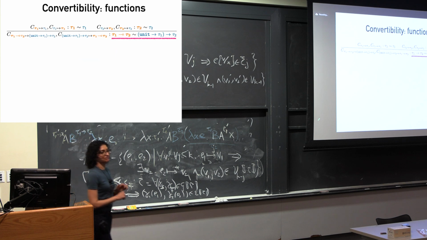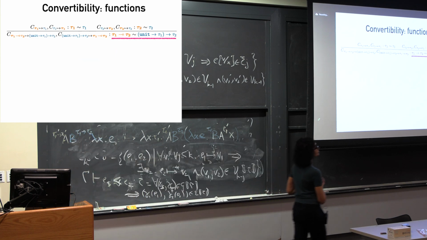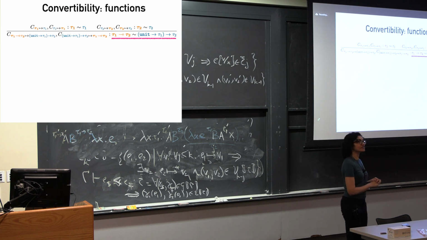Here's the interesting one. I cannot possibly add a convertibility rule to this language, which allows me to convert a tau1 lolly tau2 from the orange language into a blue tau1 arrow tau2. Anyone want to tell me why not? Yes? Your affine function is going to basically consume this argument, and it won't be available. But yeah, in the mini-ML, that's not the case.